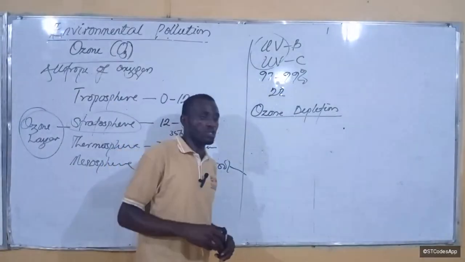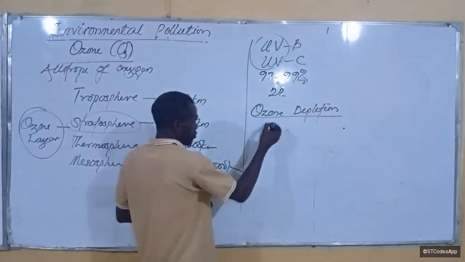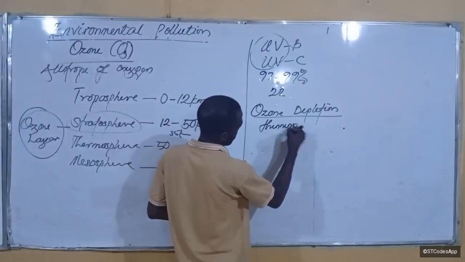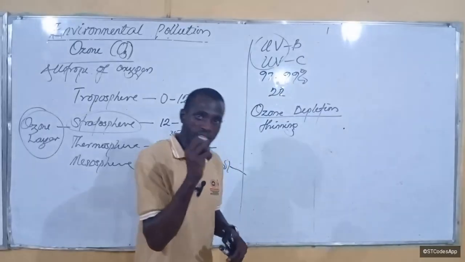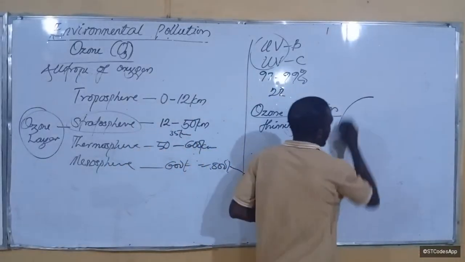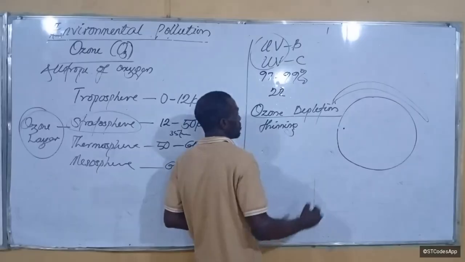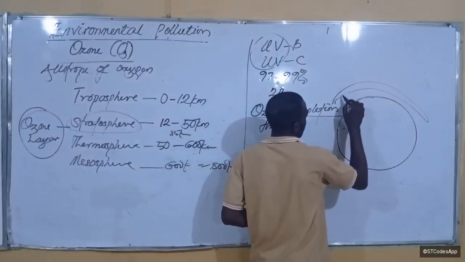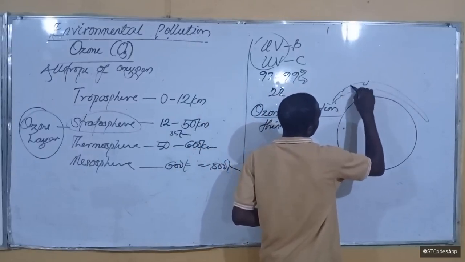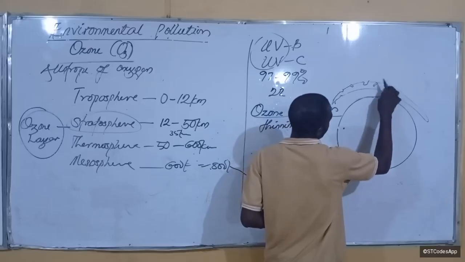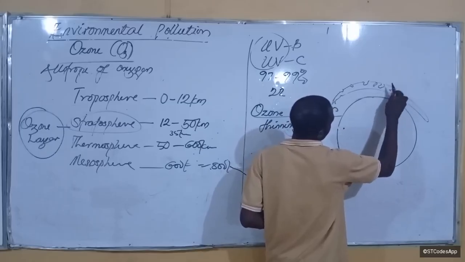Now, what is ozone depletion? Ozone depletion simply means eating up or thinning. That's a good word for it. Thinning means when something is eaten up little by little. So imagine this were the earth, and there was a thick gas here. Then little by little, the gas is getting eaten up. So what do you see now? It's thinning out. Makes sense? It's becoming slimmer and slimmer.